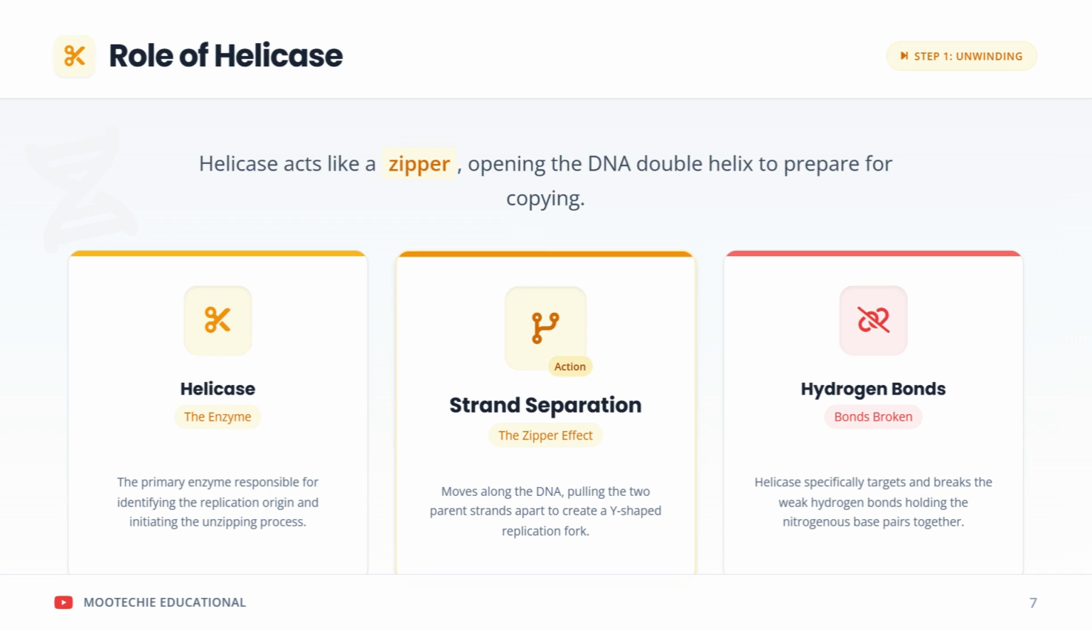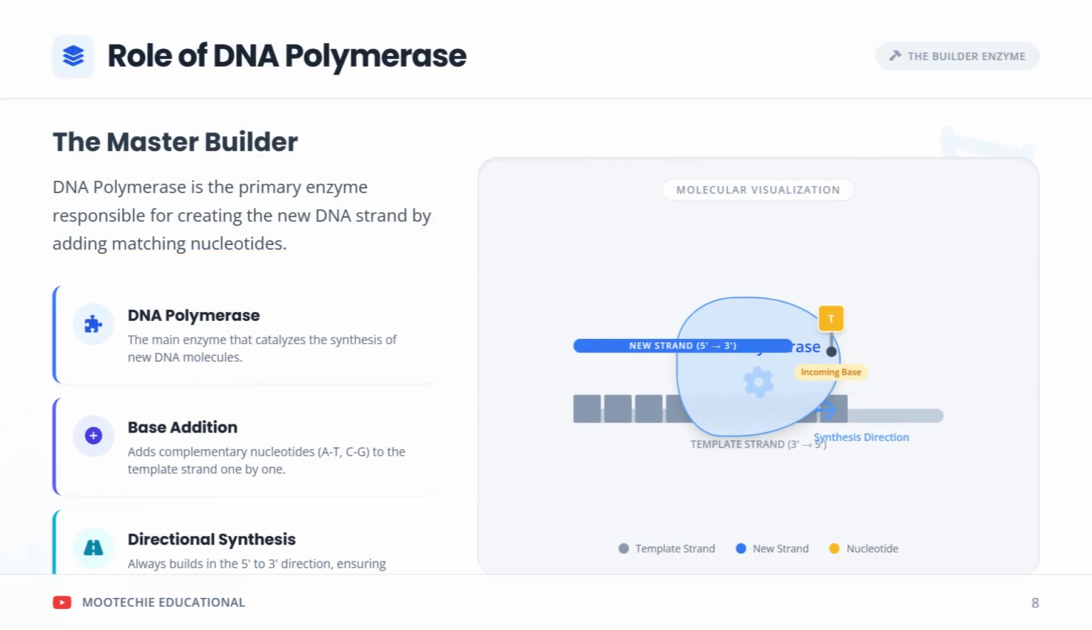Next is the master builder, DNA polymerase. This is the primary enzyme that synthesizes the new DNA strand. It reads the template strand and adds the complementary nucleotides one by one, strictly following the base pairing rules. A very important point to remember is that DNA polymerase can only build in one direction, from the 5' end to the 3' end. This directionality has major consequences, as we will see now.